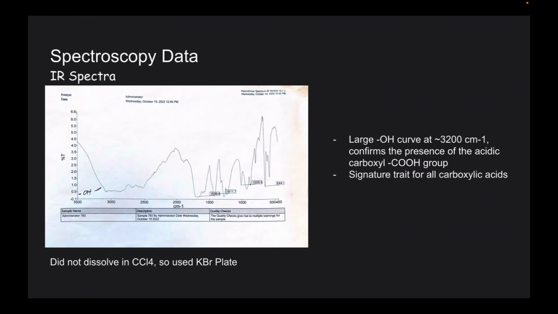After that, I took my spectroscopy, or IR spectra, and I found that there was a large OH curve at around 3200, as you can see here. And this confirms the presence of an acidic carboxyl group. And this is a signature trait for all carboxylic acids. Unfortunately, my solid did not dissolve in carbon tetrachloride, so I had to use a KBr plate.